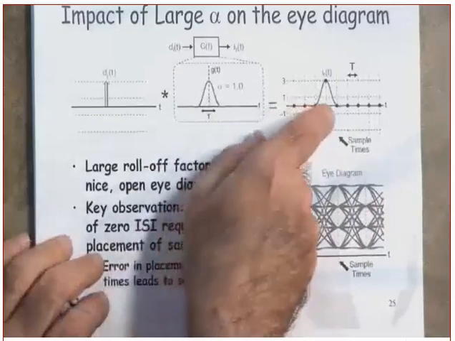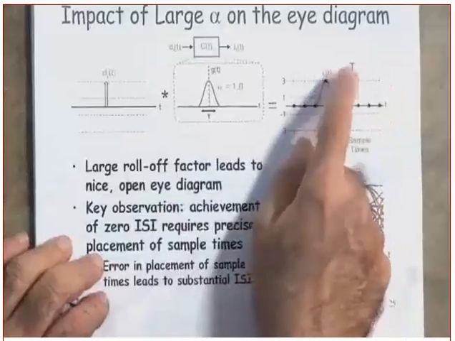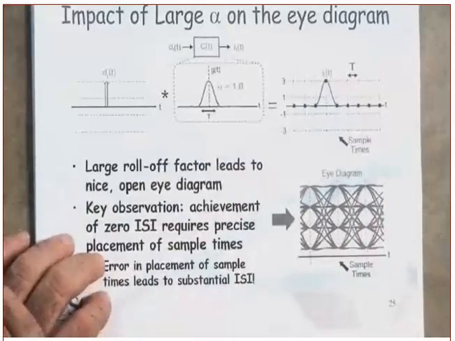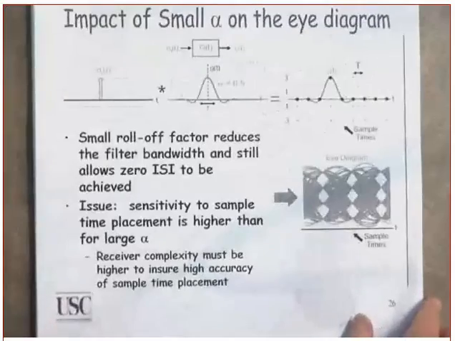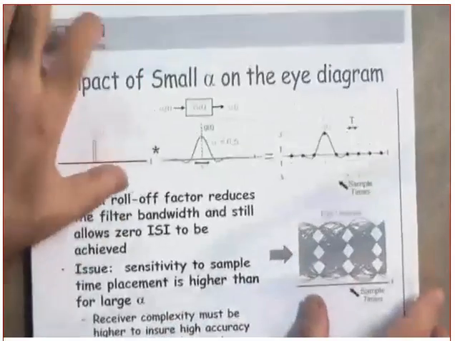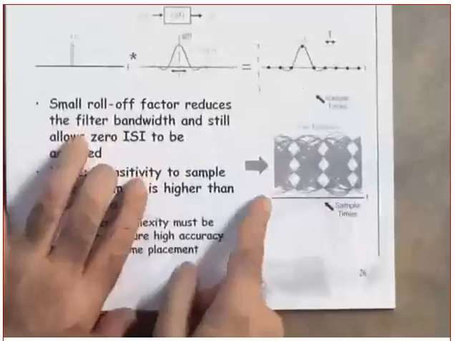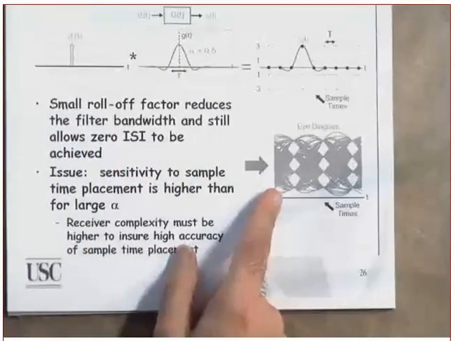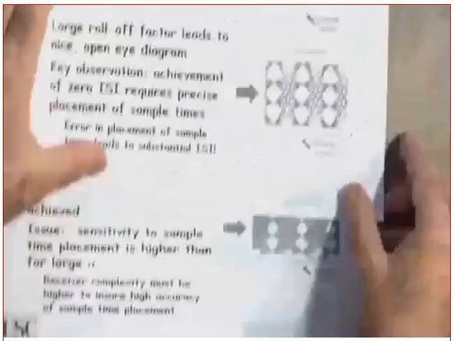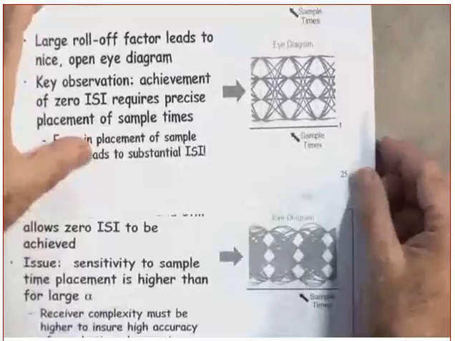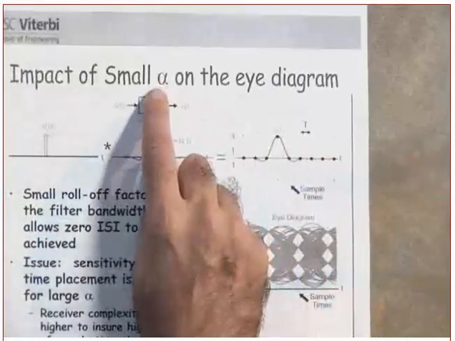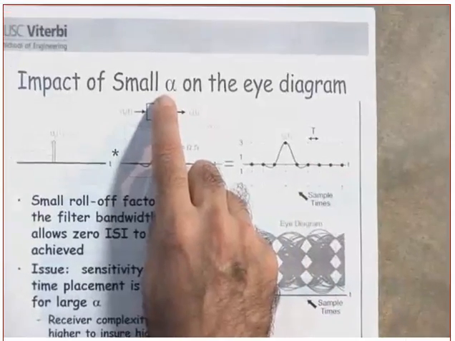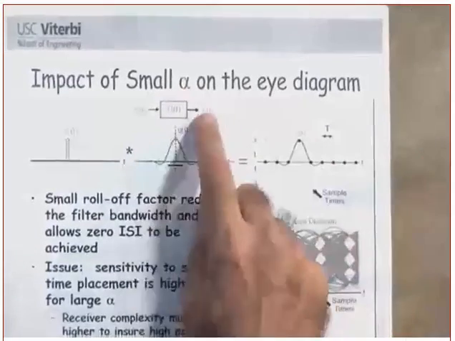missynchronization here. All of these samples are the effect of the other samples in there. Error in the placement of the sample time leads to substantial ISI. Look at it. This is for small alpha. Look at the eye diagrams. This shrinks compared with this one. Better or worse? It's much worse. Why? Because I made alpha very small. Are you following me or not? I made alpha very small.